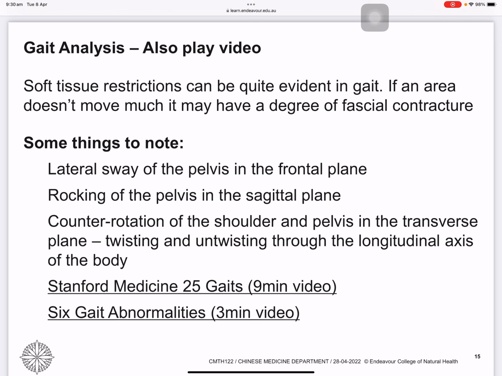Okay, this is talking about the case analysis. We have some video to see first.